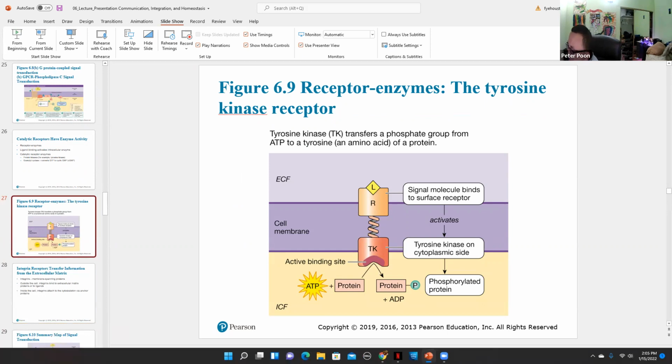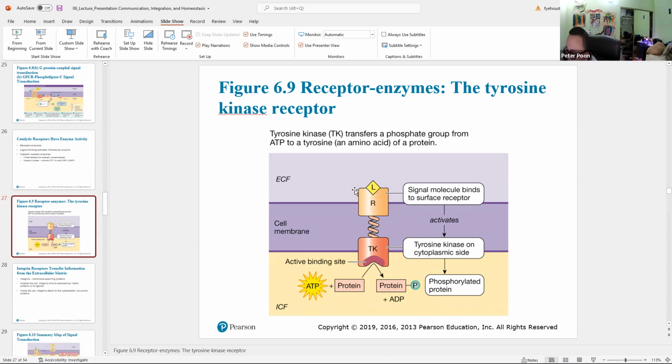The most famous example is called tyrosine kinase. The way it works is you have one end that's a receptor end. The receptor can bind the ligand. Once the receptor binds the ligand, the tyrosine kinase on the cytoplasmic side starts to work.